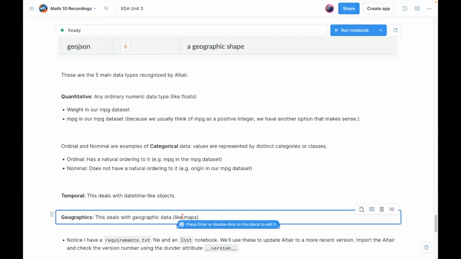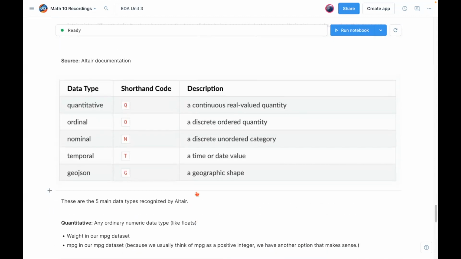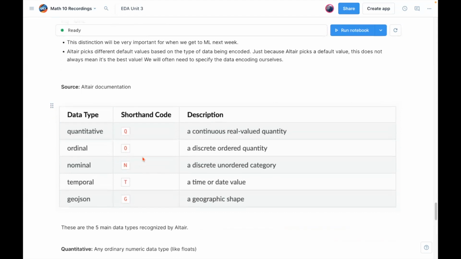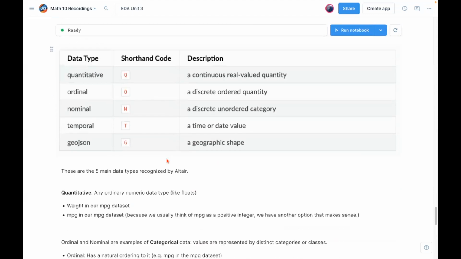That was a little bit about the data types recognized by Altair. It's going to pick certain defaults based on the type of data you have. For instance, if you give it floats, it'll default to quantitative, and if you give it strings, it'll default to nominal. But that's not always the best choice, so there's a lot of freedom for us to decide what data types best fit.